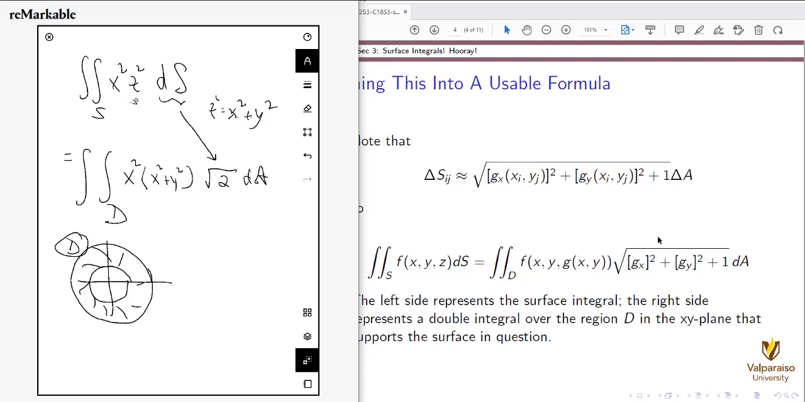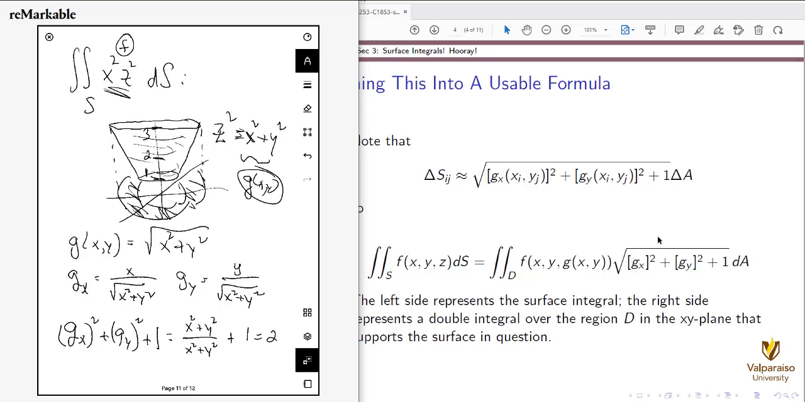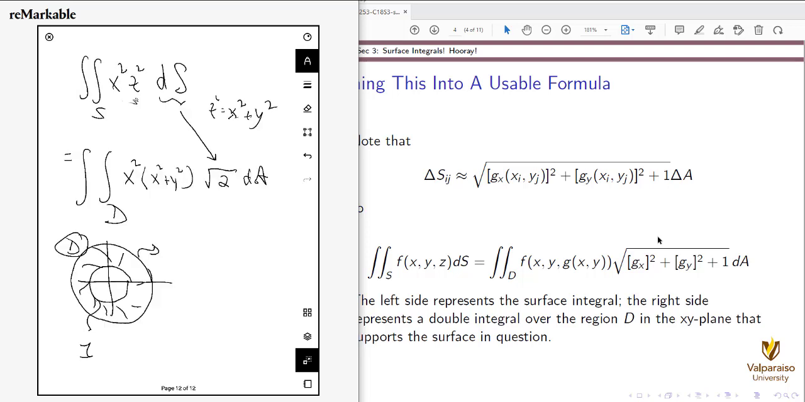The radius of this inner circle is 1. The radius of this outer circle, well, remember that would be z squared equals x squared plus y squared, where z was 3, right? So x squared plus y squared equals 9, or a circle of radius 3. So our surface integral has turned into a double integral over a nested circular region, a donut, and there's x squared plus y squared floating around in it.